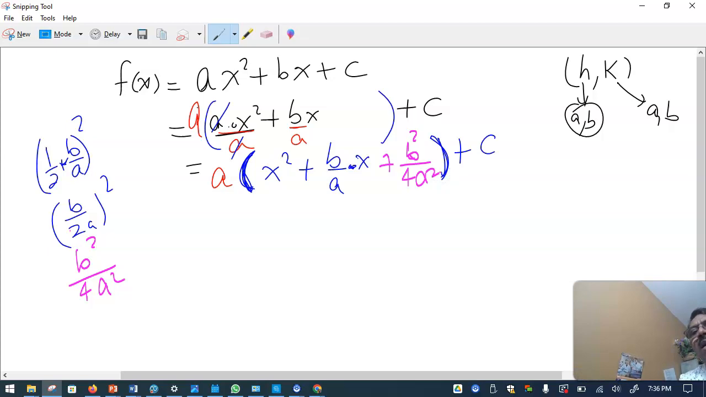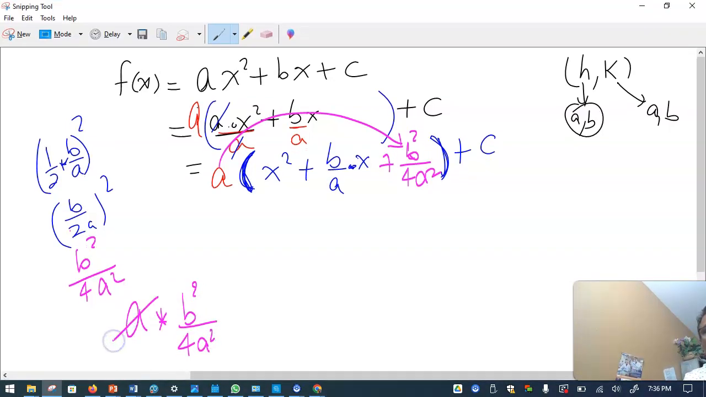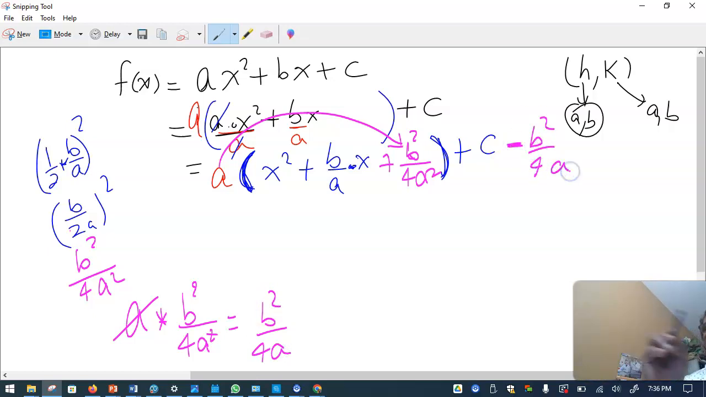Now what is it that needs to be subtracted? This a gets multiplied here. So the extra term, I'm going to write a step here. By the distributive property, if you multiply a to b squared over 4a squared, there are two a's. One of the a's crosses out. See this? So what are you left with? Only b squared over 4a. So we need to do the subtraction here, and that is b squared over 4a.